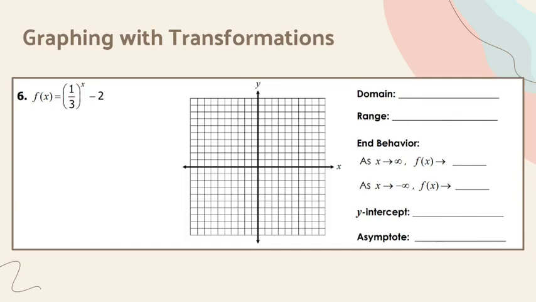Now we're going to look at a function that does move vertically, and we're going to see how that affects all of our characteristics. So we have 1/3 to the x power and then -2. So we should recognize that, first of all, it's going to be an exponential decay because the b value is 1/3. And then our function is also going to go down 2 units. So there's no horizontal shift here, but it will go down. And I want you to go to your table on your graph. So put this in your y equals, go to the table, and we're going to graph all the points that fit on our graph.